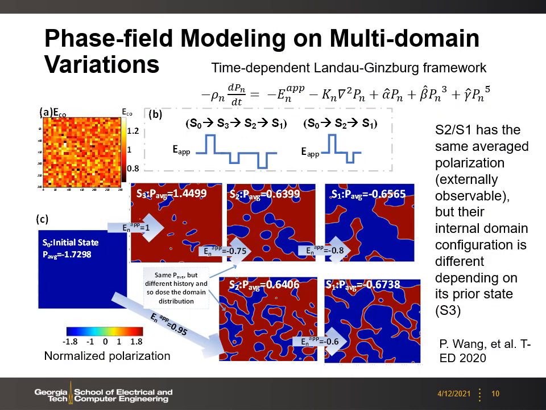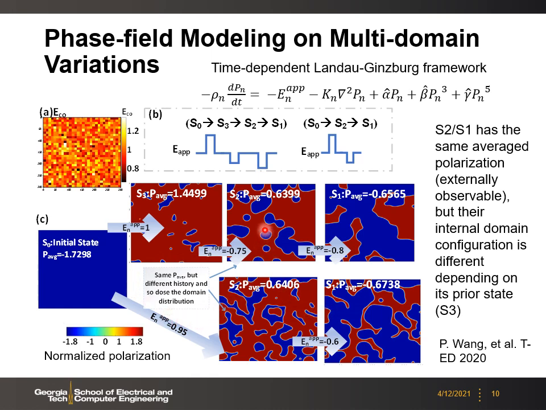So what causes the history effect? Here we use phase field modeling to simulate the multi-domain switching, considering the variations in the coercive field of each individual domain. We use the time-dependent Landau-Ginzburg framework to simulate the evolution of the domain polarization switching as follows. First, we consider the larger loop where the device has gone through the S3 state, and then S2, S1. The minor loop will directly switch from the S2 to S1.